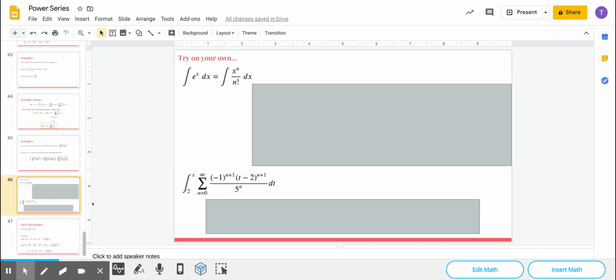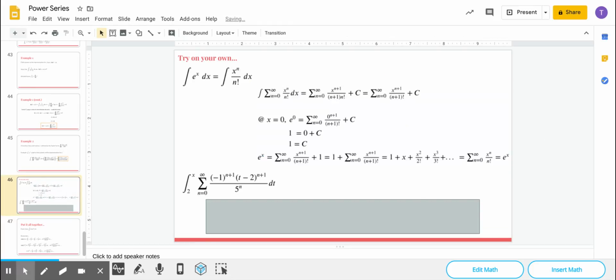And then the second example, the second try on your own, is a more general power series. And I'm using this definite integration technique from 2 to x, right? Because my center was 2, t minus 2 here. So that's going to eliminate that second term. Okay, again, pause video, give it a shot, come back. Okay, let's see how we did. So for the first one, here is my work.